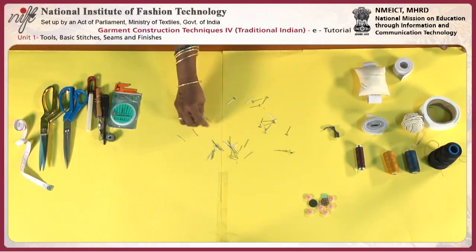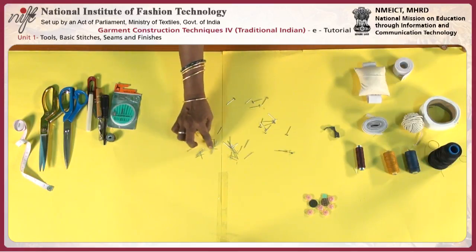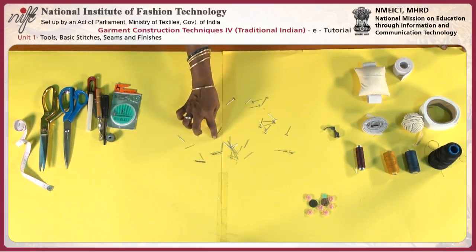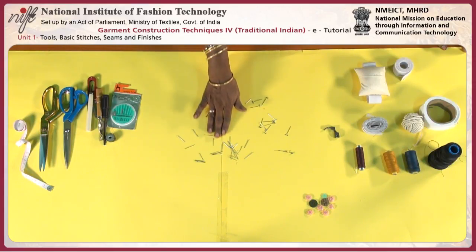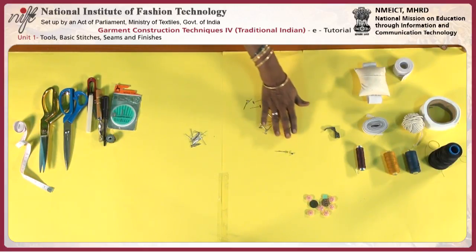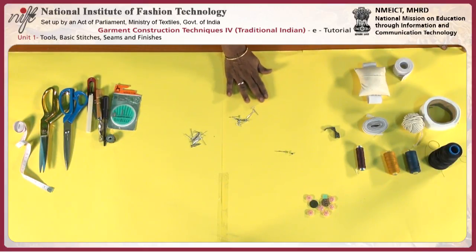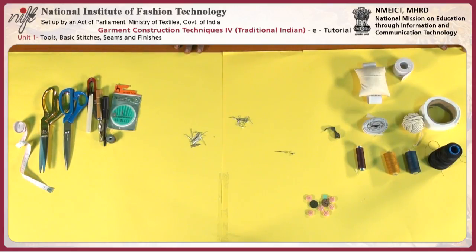So, usually if it is a heavy fabric, the heavier pins will be used. When it is silk and other fabric, the very thin, slim pins will be used. So, there are different kinds of needles and pins available, depending upon the fabric which we are using. We may select the needle accordingly.